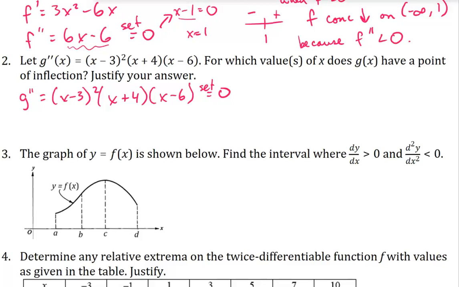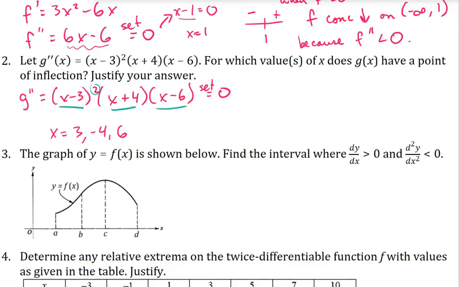If I set that equal to 0, I get critical points at 3, -4, and 6. Okay, I want to know where my second derivative is going to change signs. And I can do a full number line analysis here if I want, like a sign chart, but really what I want to notice is that this factor x minus 3 is being squared. The other two have a multiplicity of 1, okay? Or in other words, they're not raised to any powers.